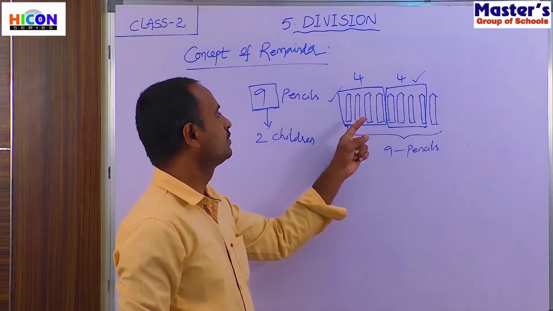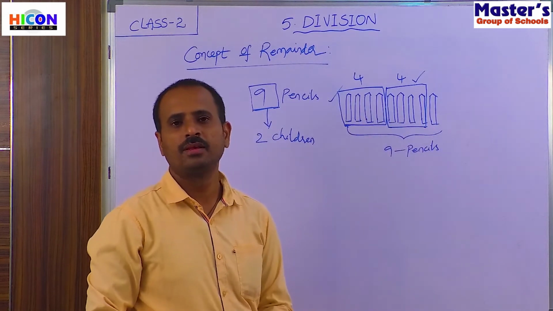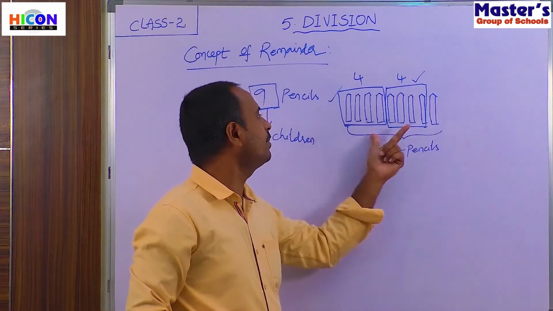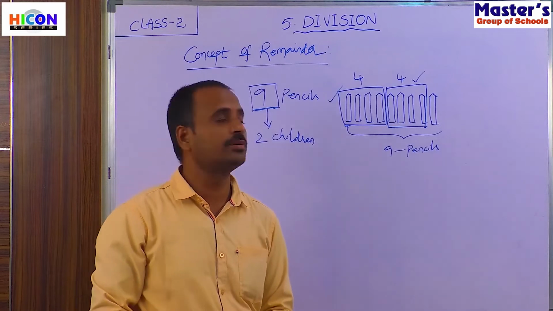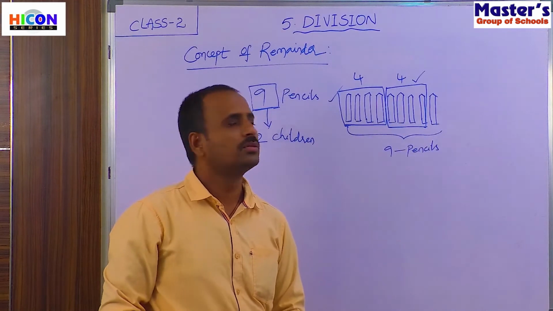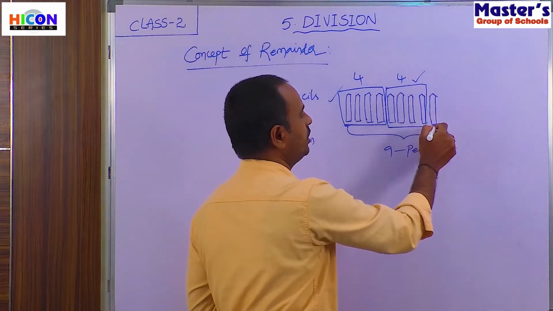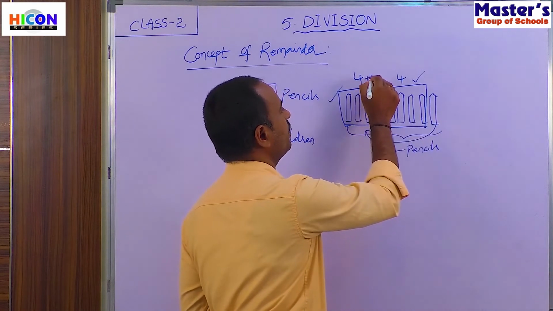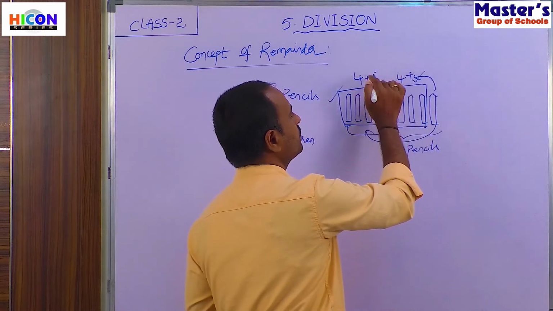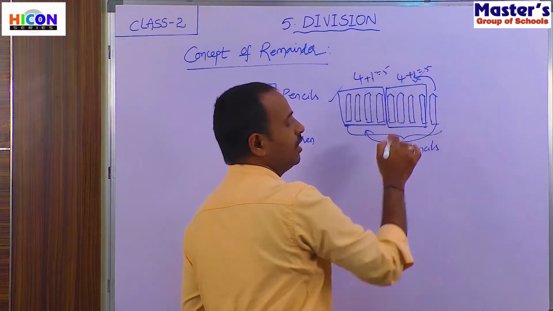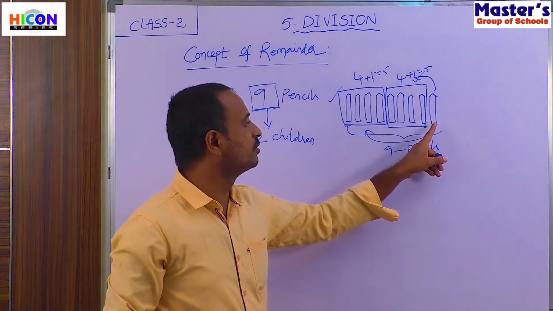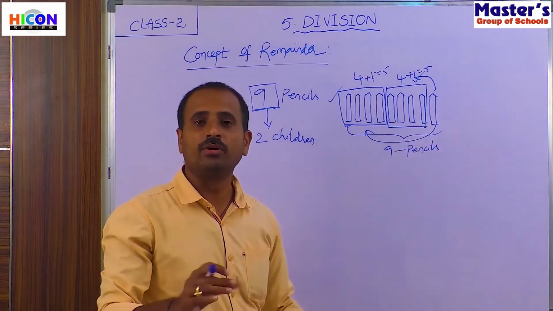So there are 2 groups of 4, and 1 pencil is left. How can we share this 1 pencil equally among 2 children? It is not possible. If you add this 1 pencil to the first child, it will become 5, and if you add it to the other child, you will get 5. So the sharing will not be equal. That's why it is not possible to share the 1 pencil left here.